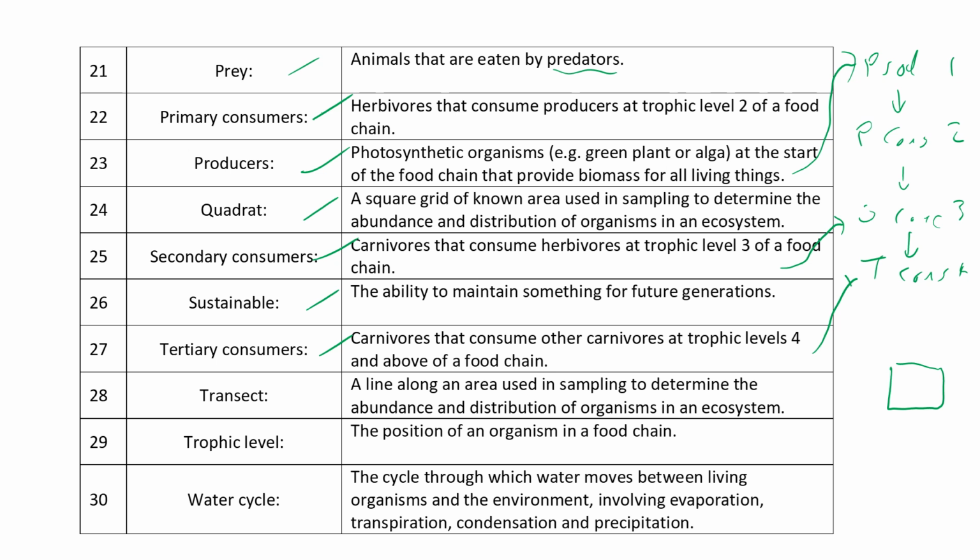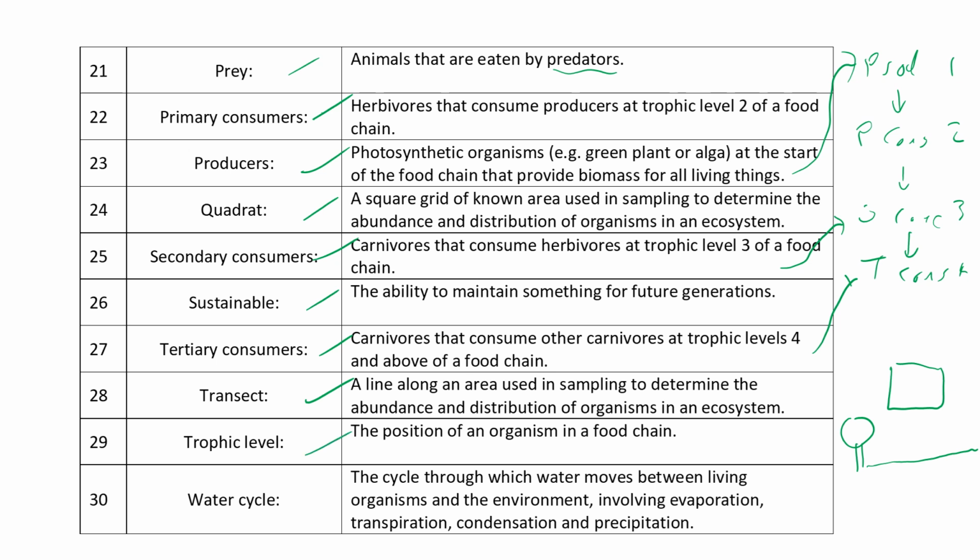A line along an area used in sampling to determine the abundance and distribution of organisms in the ecosystem. Okay, so it's not a quadrat this time, so this is the one where you have a tree and you have a line that comes out of it. That is called a transect. The position of an organism in a food chain: trophic level, so we've got 1, 2, 3, 4.